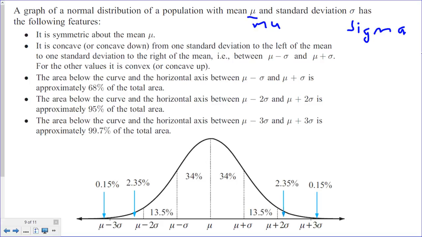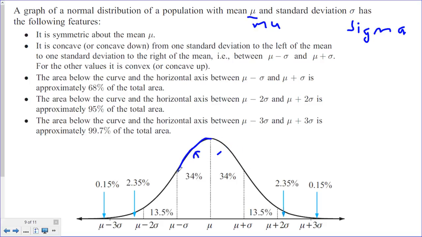The normal distribution has the following features. It's symmetrical about the mean. So you can see here that we can put a mirror along this mean line, and it's symmetrical around that spot. It is concave, or concave down, from one standard deviation to the left of the mean to one standard deviation to the right. So this bit here is concave. The way we look at concave is if we're looking from this spot here, we have a cave shape that's going to wrap around us. And if we're looking from here, this side here is also concave.